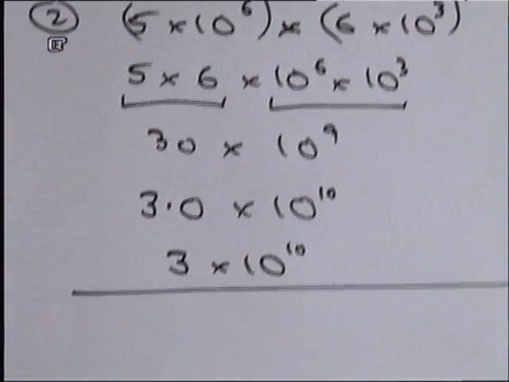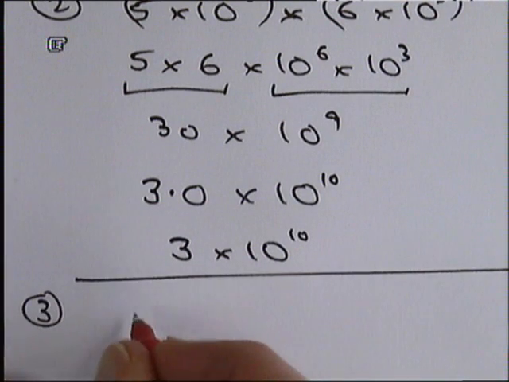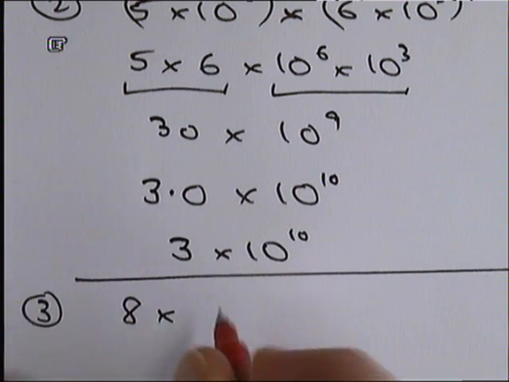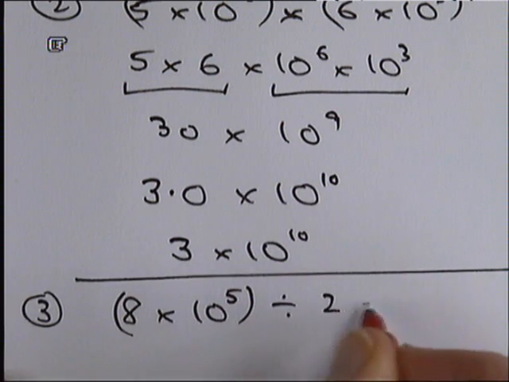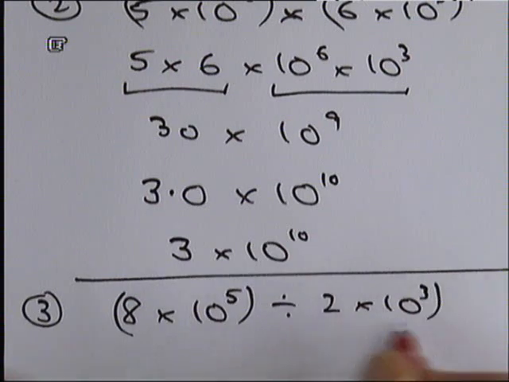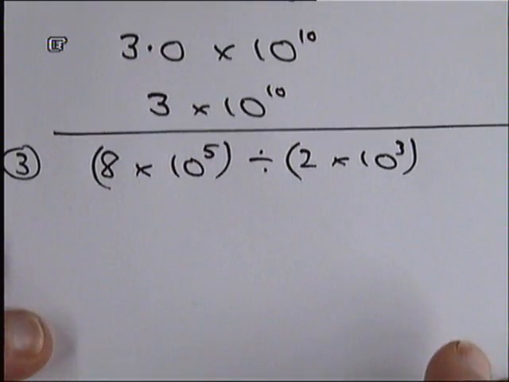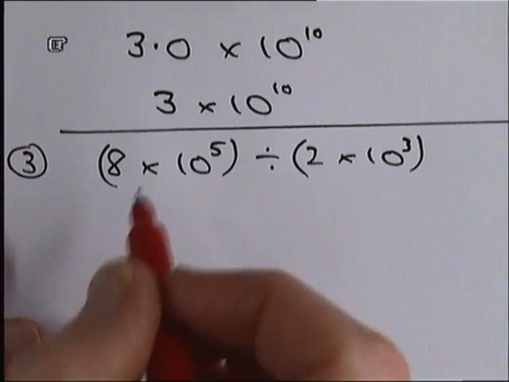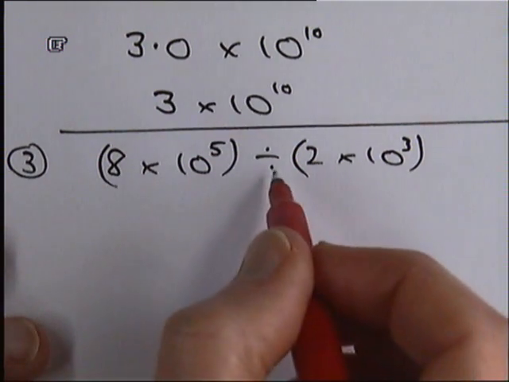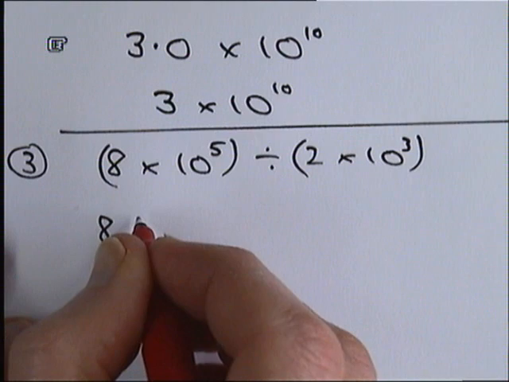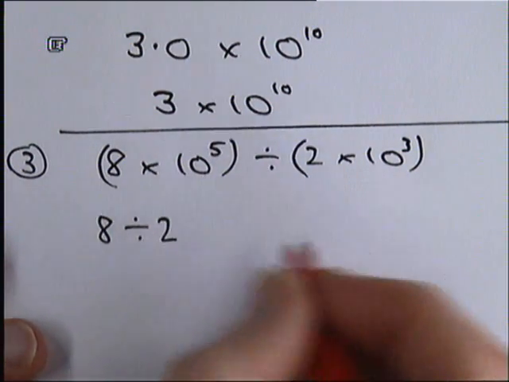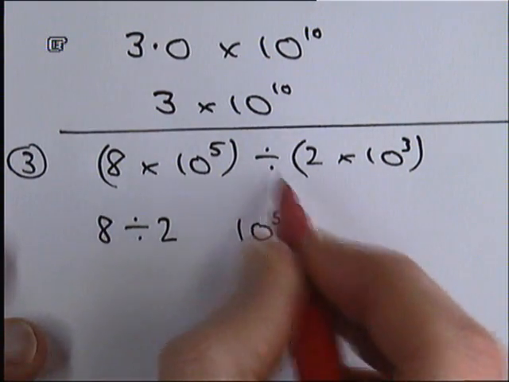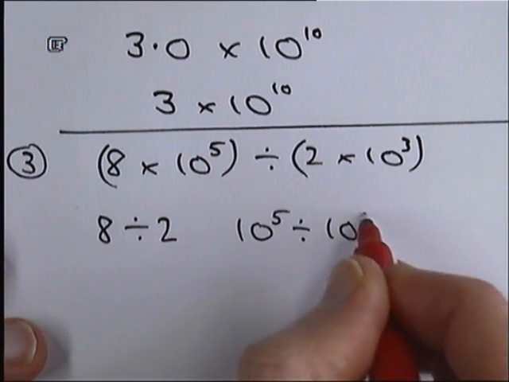As well as doing timesing questions, you can also do dividing questions. If we look at 8 times by 10 to the power of 5, divided by 2 times 10 to the power of 3. If you're doing a question like this again, you can split it up. You've got 8, which is being divided by 2. That's the normal part, if you like. 8 is divided by 2. This 10 bit, you've got 10 to the power of 5, which is being divided by 10 to the power of 3.